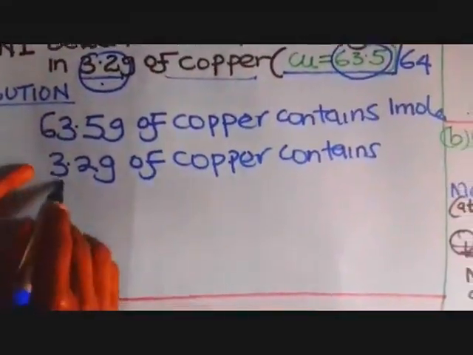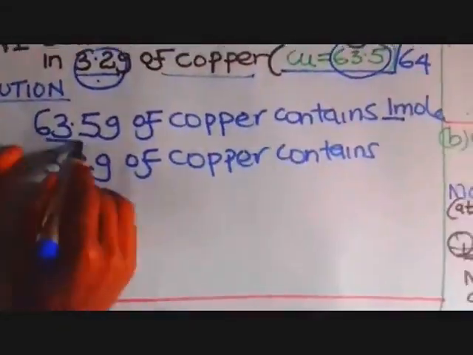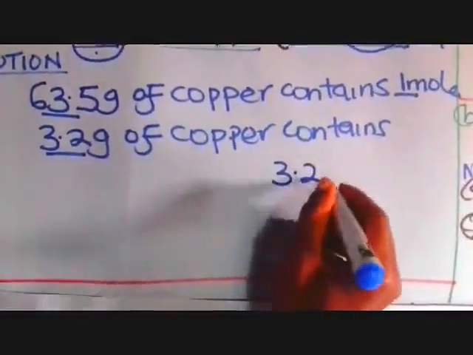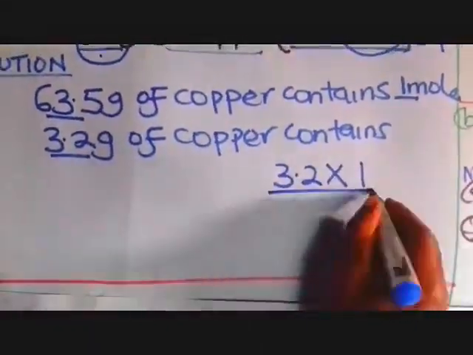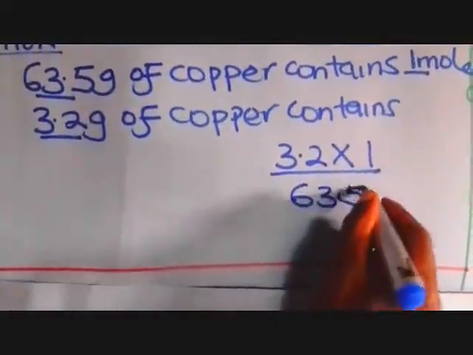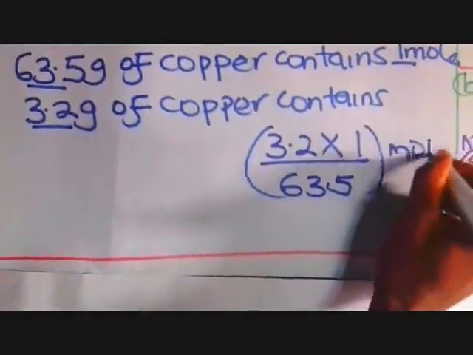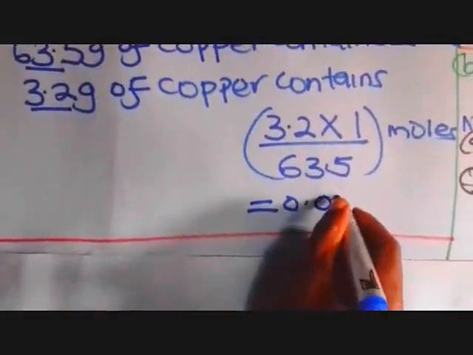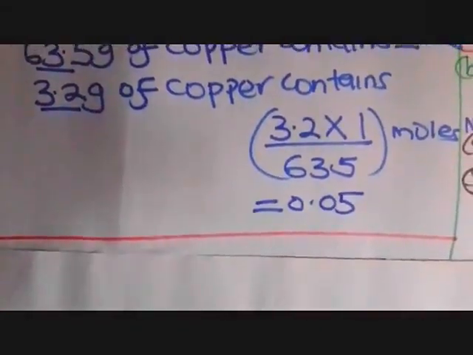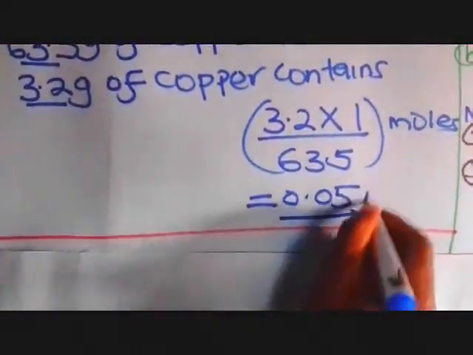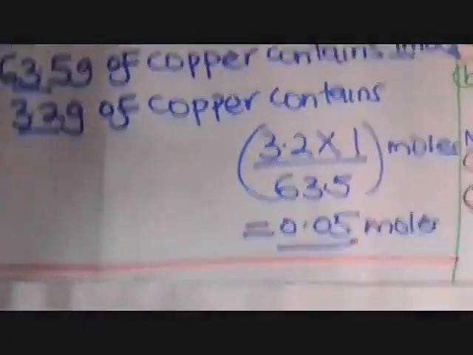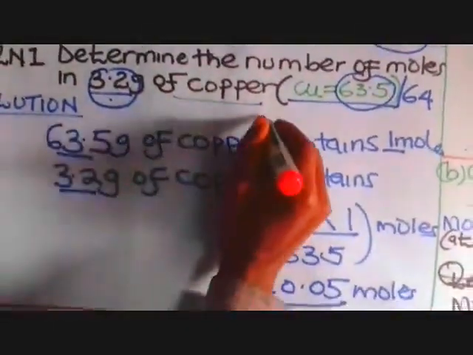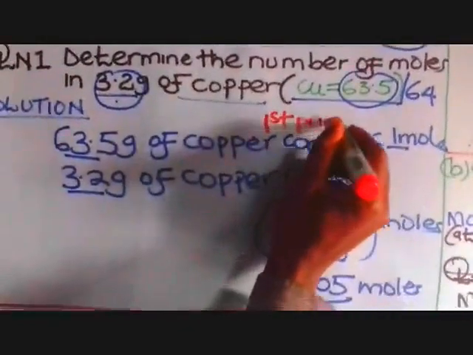So we cross multiply now. We get this one times this, then divide by this. So we shall end up getting 3.2 times 1 divided by 63.5. And the figure we are going to get is going to be in moles. And our figure here is 0.05. You can get a calculator and try it, 0.05 moles. This one we are calling the first principles. I've applied what we call the first principles.